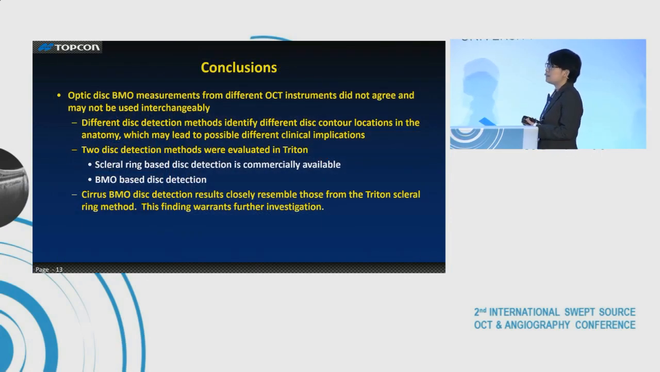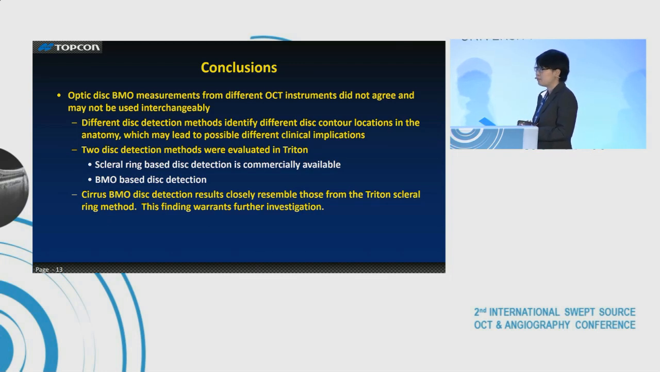So for this study, we draw the following conclusions. The optic disc BMO measurements from different OCT instruments did not agree and may not be used interchangeably. To be more specific, different disc detection methods identify different disc contour locations in the anatomy, which may lead to possible different clinical implications.